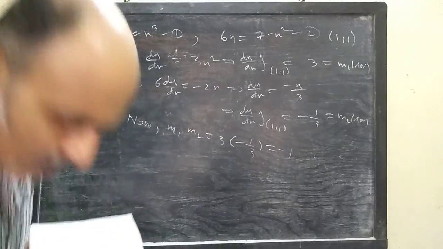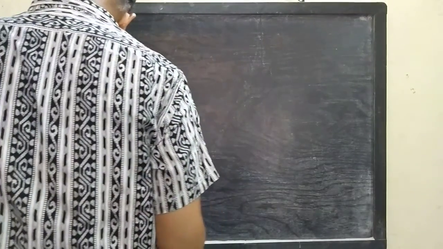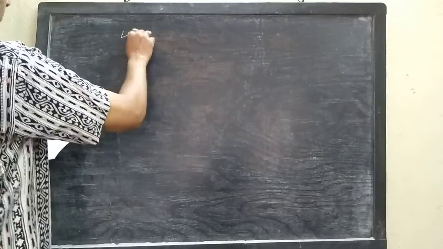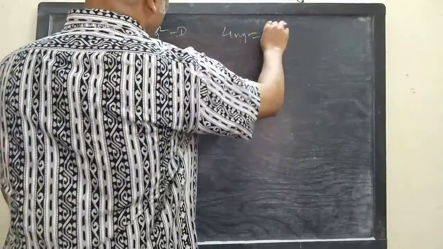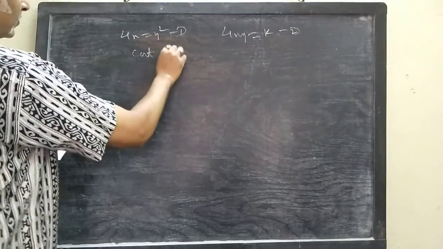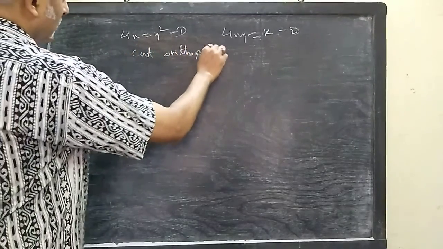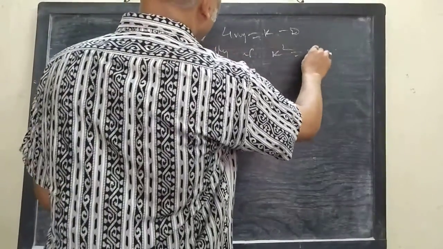Next question. This type of question we frequently see in question papers, so you should do it with more care. Show that the curves 4x equals y square, number 1, and 4xy equals k, number 2, cut orthogonally if k square equals 512.